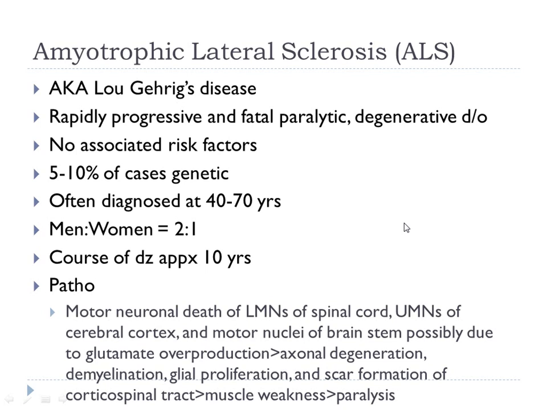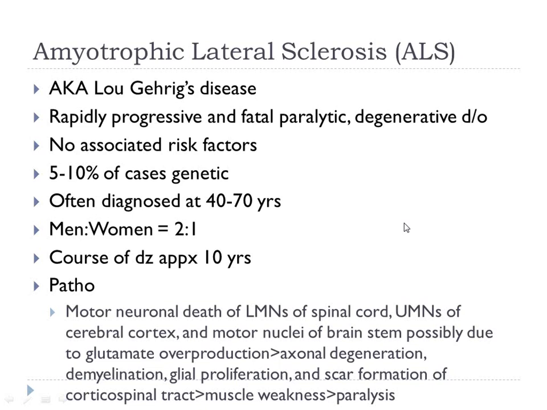So you say slow or rapid? Rapid. It's rapidly progressive. Glutamate is a neurotransmitter that causes neurotoxicity, right? So therefore it's theorized that that could be the problem.